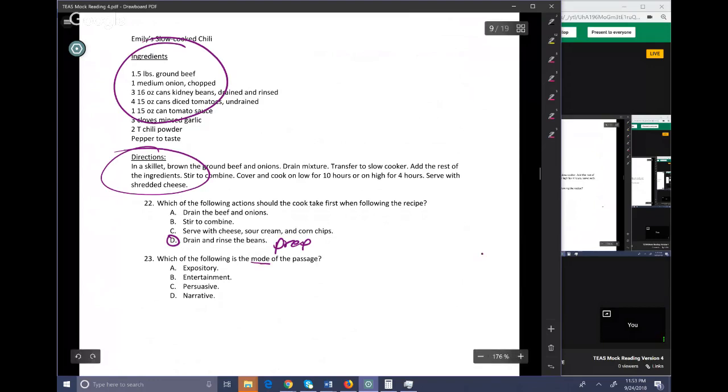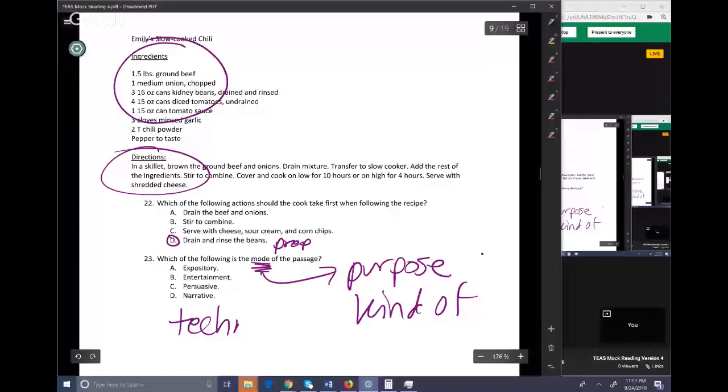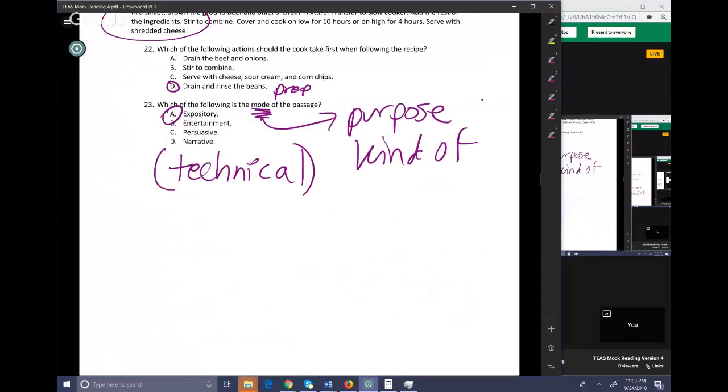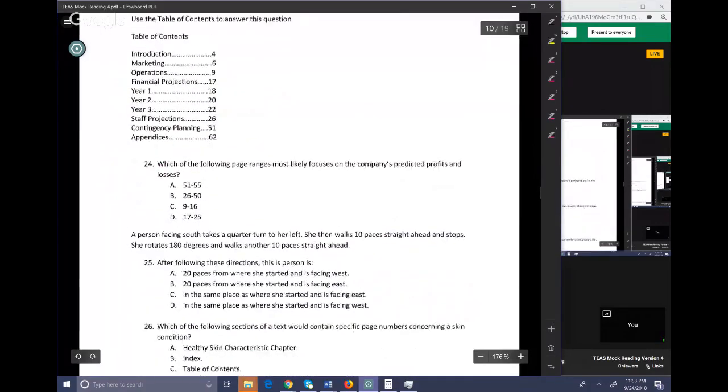23 asks for the mode of the passage, same thing as purpose. I get that question once in a while, what kind of passage it is. This is technical. This is 150% a technical passage. Any recipe is a technical passage. They love to mess with your head by just not giving you that option. And if they do that, there's only one secondary option, and that would be expository.